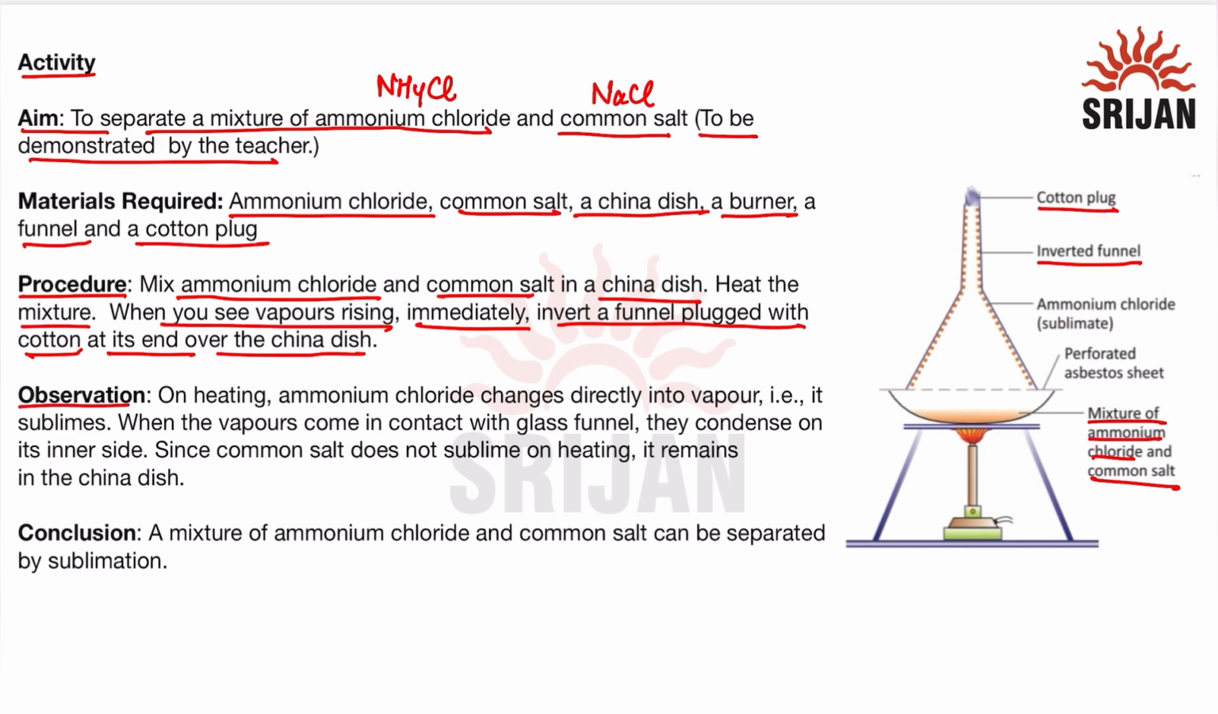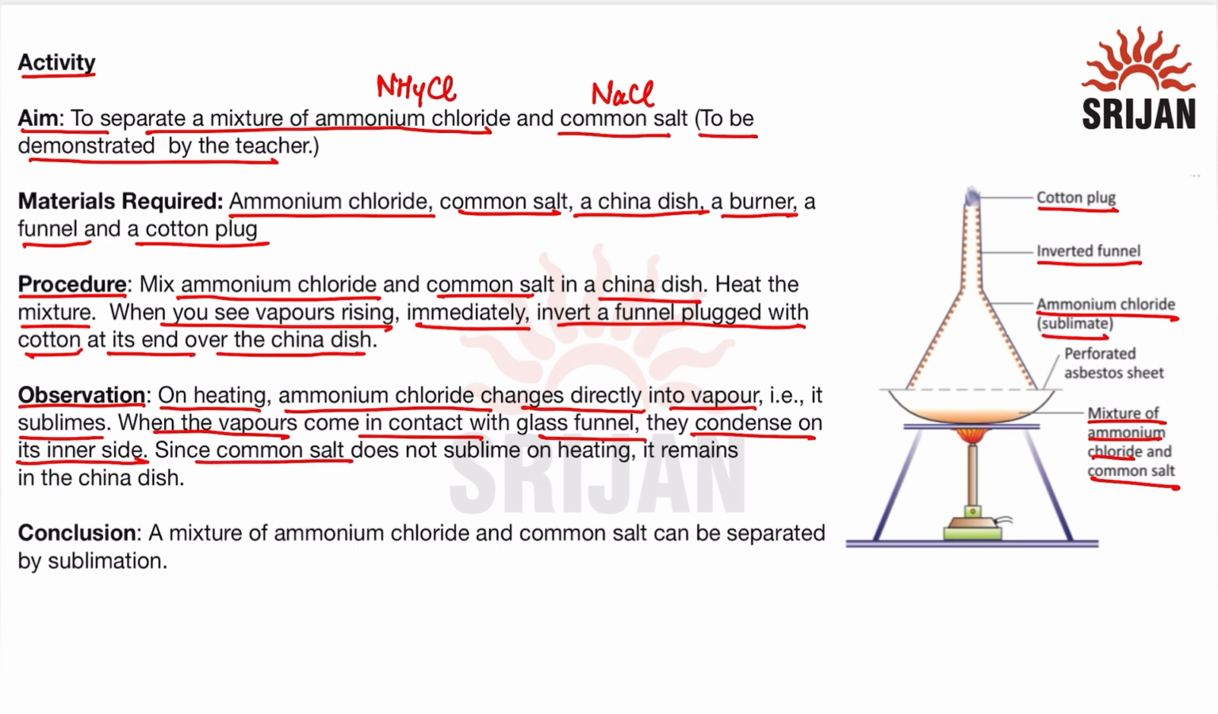Now the observation of this activity is that on heating ammonium chloride, since it is a sublimable substance, that means it is a solid substance, it will directly change into gas. It changes directly into vapor, that is, it sublimes on heating. When the vapors come in contact with the glass funnel, they condense on its inner side. So when the ammonium chloride sublimes, it will form vapors, and when the vapors come on the glass funnel, they will condense on its inner side.